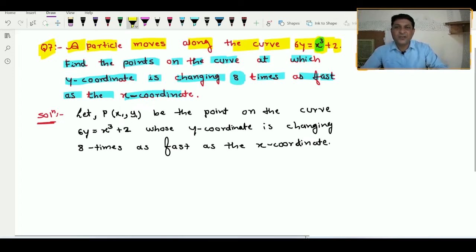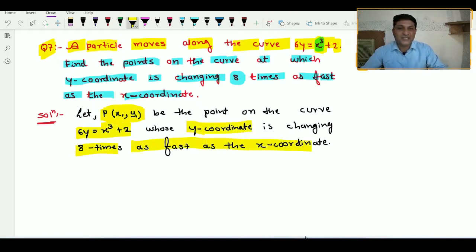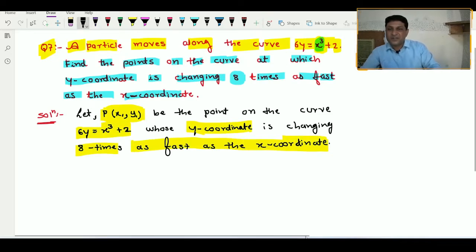So here we are denoting our required point by P and its coordinate we are denoting by x1, y1. Let us suppose that this is the point on the curve where the y coordinate is changing 8 times as fast as x coordinate. Now see, this verbal representation we are writing in terms of symbolic form.